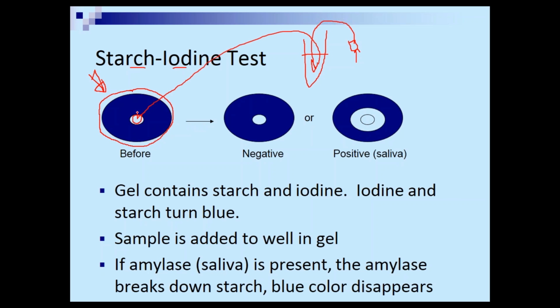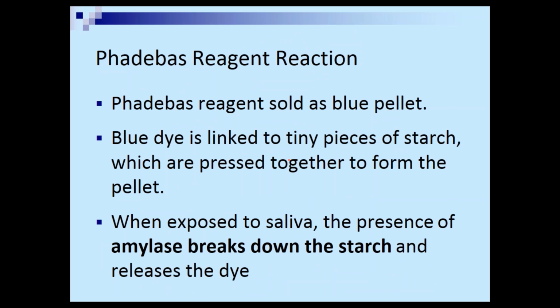Then you add a drop of that into the hole. What's going to happen? That starch is going to start to seep into the gel. If amylase is present, if saliva is present, then it will break down the starch and the blue color will disappear. Why? Because there's no more starch here. It can't react with iodine, can't return the blue color. If nothing happens, then that is negative. That indicates that saliva is not present. So it all involves, is starch breaking down or not? This test is a little bit unique because that blue color is disappearing.